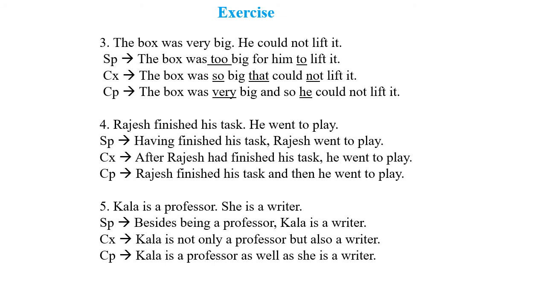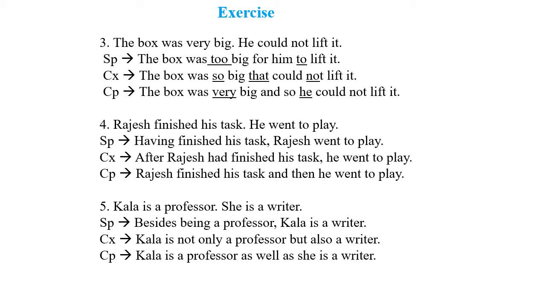Now the third sentence, the box was very big, he could not lift it. The first sentence is the cause or condition, and the second sentence is the negative result for it. As the box was very big, he could not lift it. So if we get a sentence like this, cause and negative result, we have to think whether it belongs to this type. Too, so that not, very and so. While seeing the sentence itself, we can identify this type.